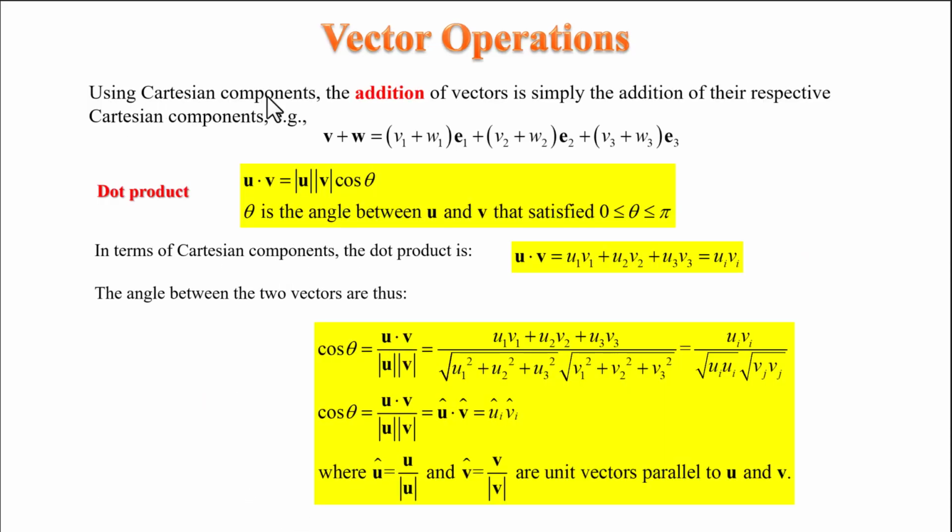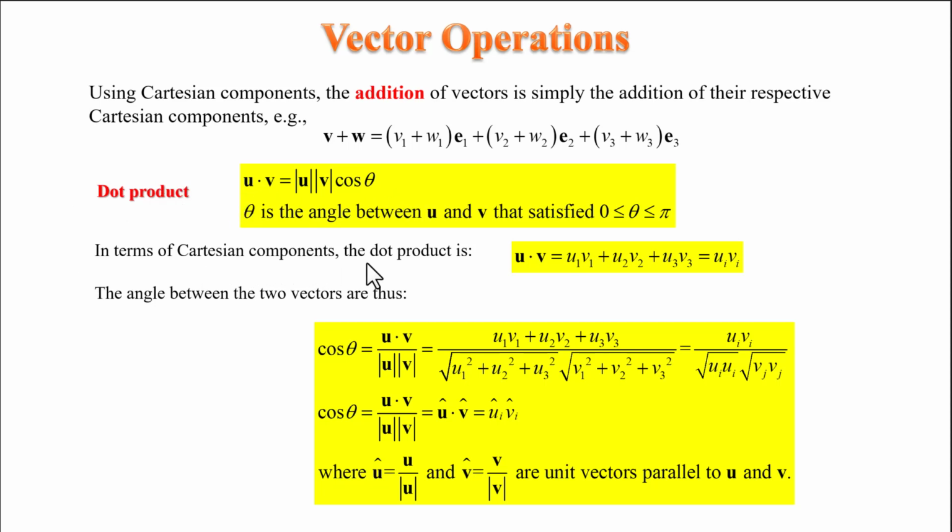Using Cartesian components, the operation of vectors become very simple. So the addition of two vectors is simply the addition of their respective Cartesian components. The dot product is defined by this. The dot product of two vectors is a scalar.